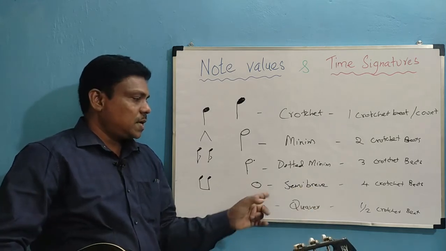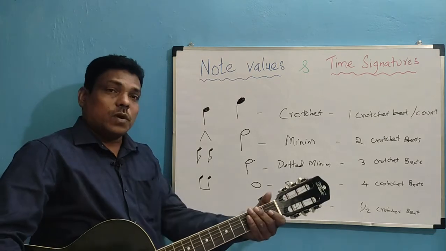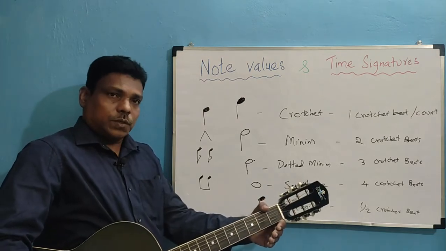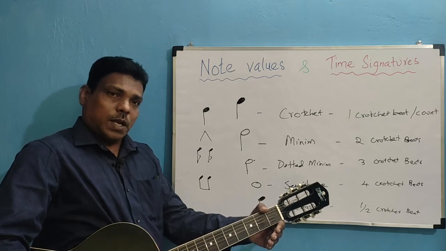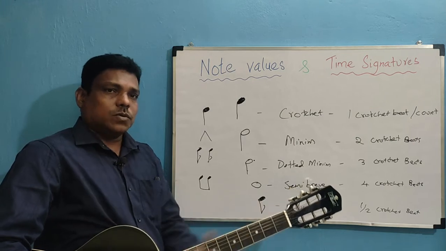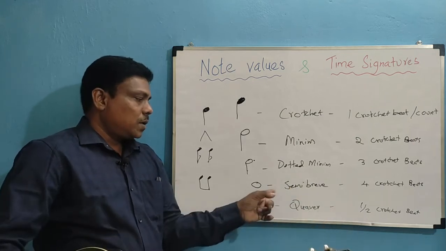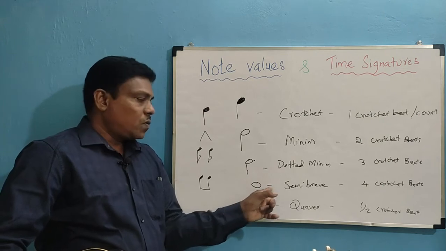Let's see about this semibreve. 4 counts. So 1, 2, 3, 4. 1, 2, 3, 4. So I made this note sound for 4 counts.